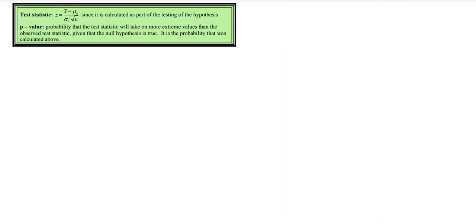Now we are going to discuss the test statistics and the p-values. We already know what the test statistic is: the z-score is called the test statistic. If it is a normal distribution, a bell-shaped distribution, z is given by z equals x bar minus mu divided by sigma over square root of n. X bar is the sample mean, and mu is the population mean, that is, the claim value.